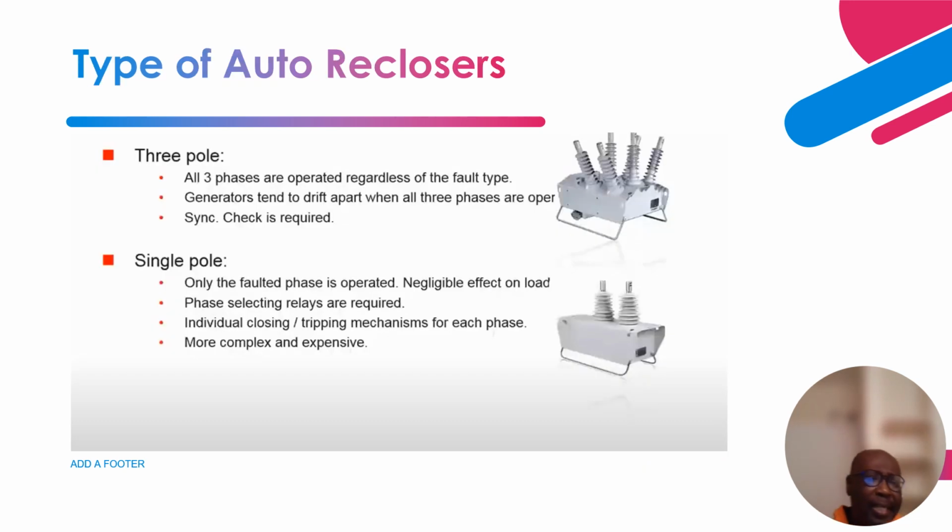So now let's talk about the types of auto reclosers that we have. Remember I made mention that we have two types. We have single pole and three pole.